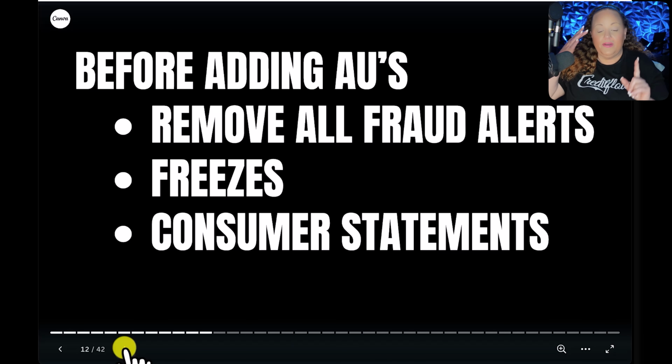So before you add authorized user trade lines, there's a few housekeeping things that you want to make sure that you have gone through. All right, you want to remove all fraud alerts from your credit profile. If you look at your credit report with Experian or MyFICO, you want to go down right below the personal information, I believe it is, and you want to look at the consumer statement.